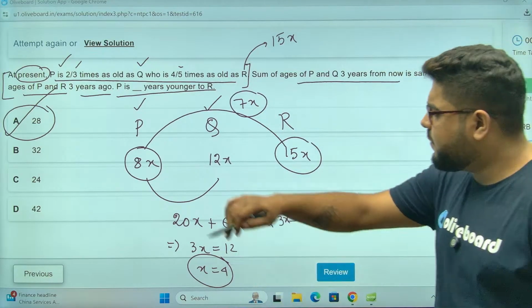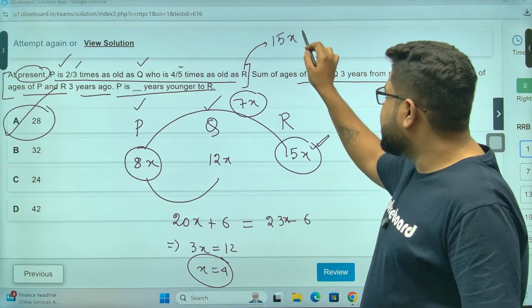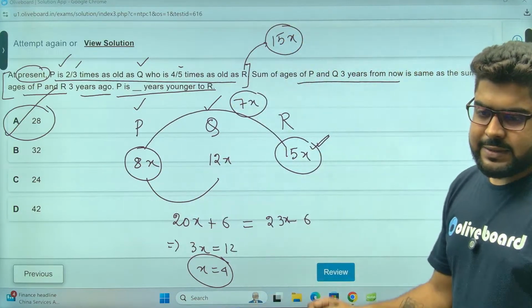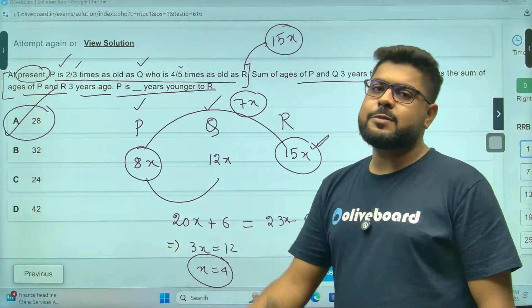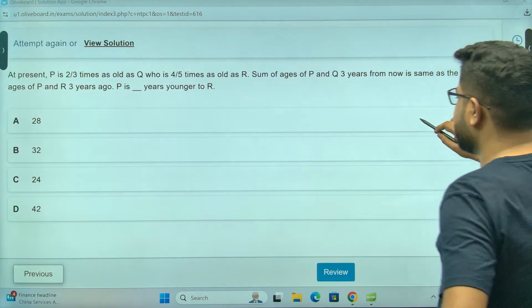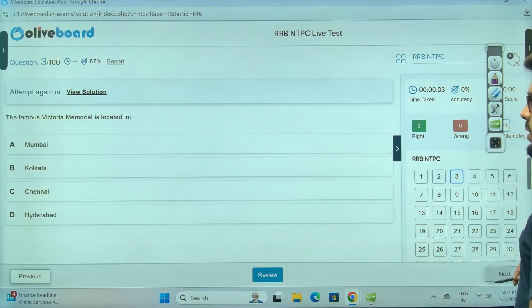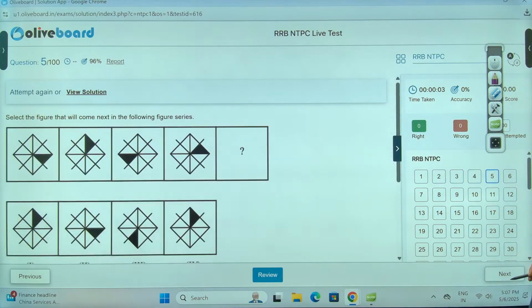Now, again, if you can understand, we will assume 15x. So the whole question becomes much easier if you can do this. That much only. Nothing extravagant. Chalo, sir.